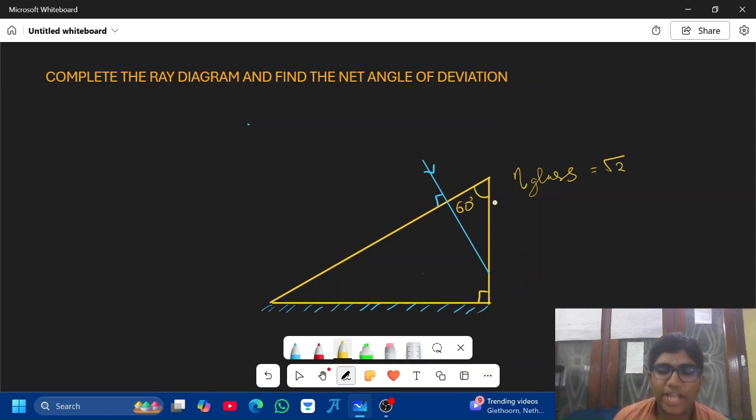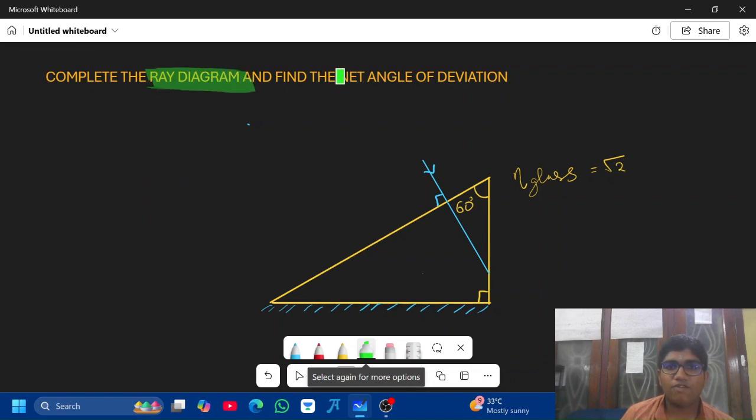Hi. Today I would like to discuss a question which came up in the recently concluded CBSE board exam of physics. I'm sure you have seen this question, and it is also a previous year IIT mains or advanced, I'm not sure, that question. It's a question from ray optics which involves the prism formula, geometric optics, not wave optics. The question is to complete the ray diagram and to find the net angle of deviation.